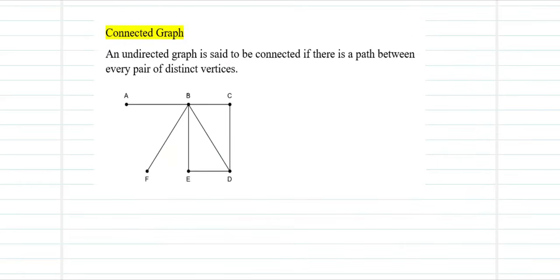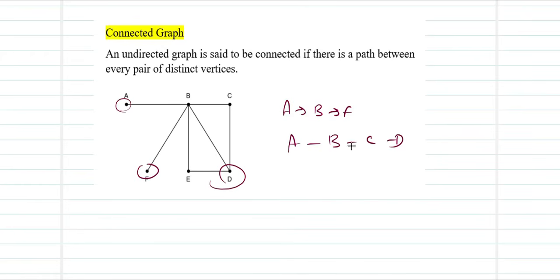Next, we will see what is meant by a connected graph. An undirected graph is said to be connected if there is a path between every pair of distinct vertices. You take any two distinct vertices, you will be able to find a path to it. So when I take A and F, I go from A, I go to B and I go to F. There is a path. Okay, let me take A and D. I go to A, I go to B, I go to C, I go to D.